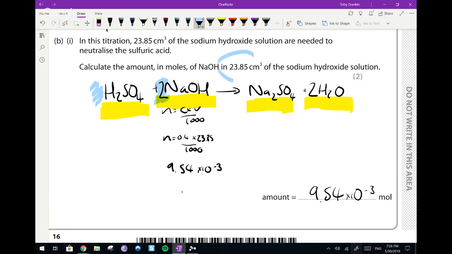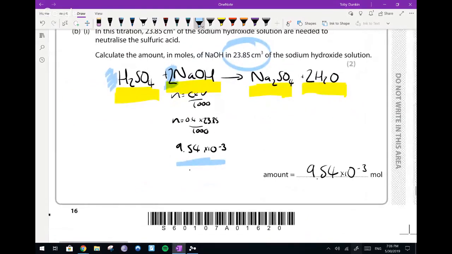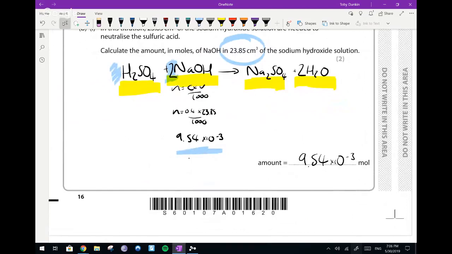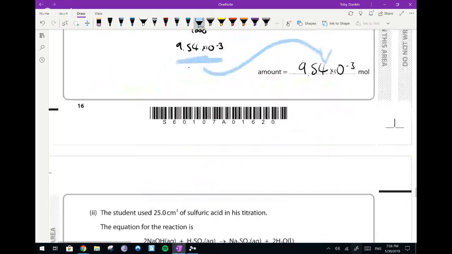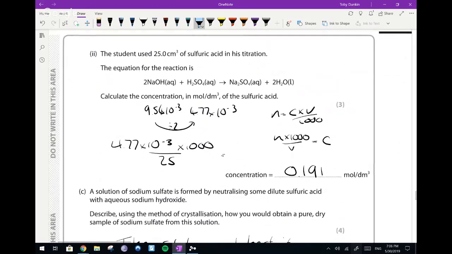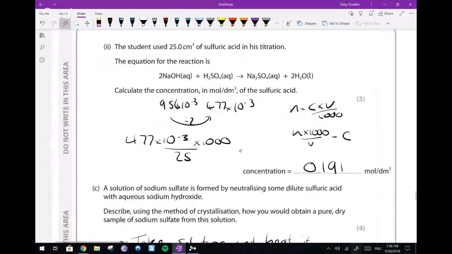So we work out the moles of sodium hydroxide. C times V over 1,000. Concentration was 0.4 from previous. Volume was this. Divide by 1,000. There's my moles. Oh, have I gone too far? Oh, yeah. So it says in here, work out the moles of sodium hydroxide. Done. Nice and easy. Oh, they're giving you the equation. Oh, and there's the equation.